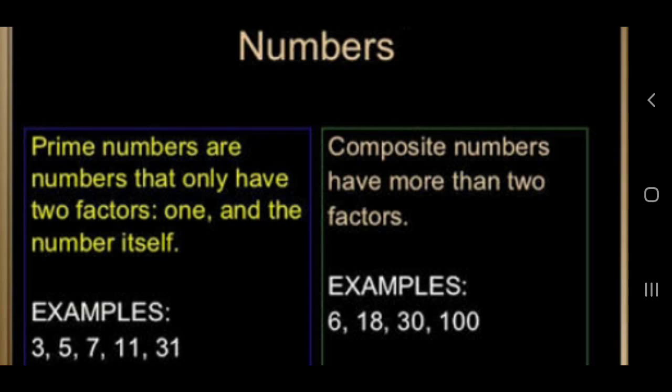Below that you write, composite numbers have more than 2 factors. Example: 4, 6, 8, 9, etc.